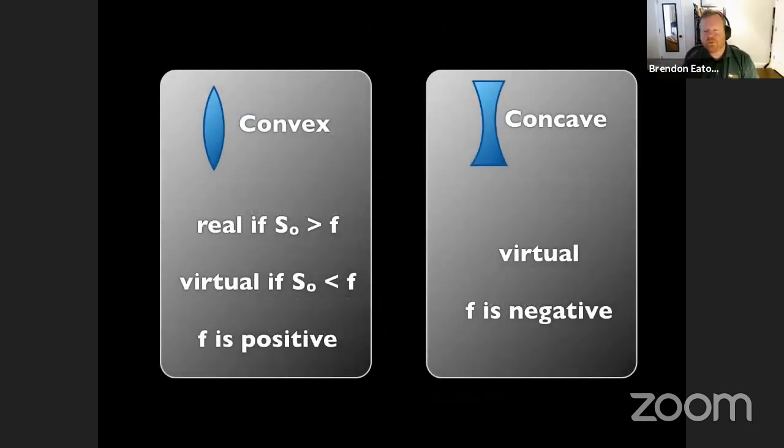All right, so just a quick review and organizing what we've talked about so far. Convex lenses, so the ones that are biconvex, form a real image if SO is greater than the focal point. They form a virtual image if the object distance is less than the focal point, and the F's are going to be positive. Whereas with concave lenses, we get virtual images and F's are negative. The focal points are negative on concave lenses.